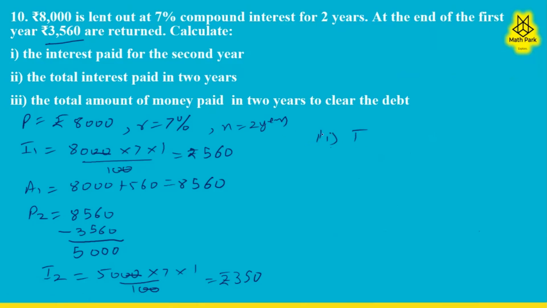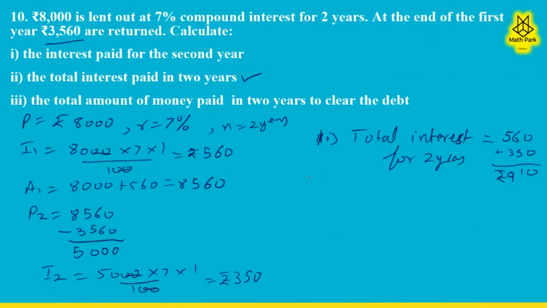The total interest paid for the 2 years is going to be the interest for the first year, which was 560, plus for the second year, which was 350, which we get as rupees 910. So rupees 910 is the total interest. This is how we have done the second part, interest paid for 2 years.